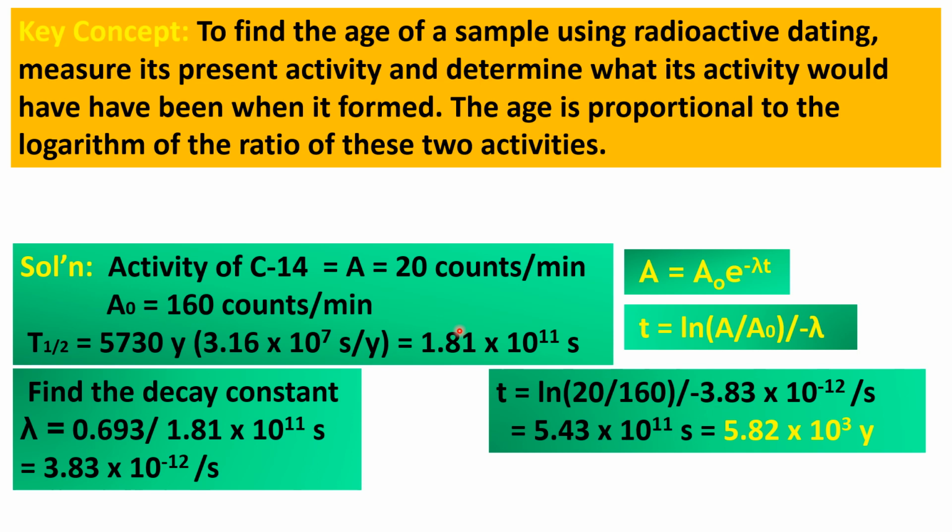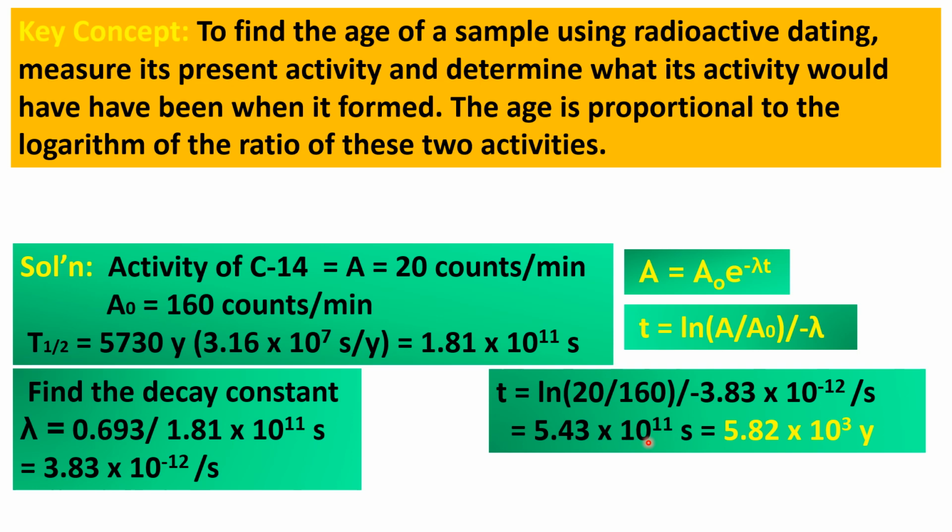So, using this formula, the natural log of 20 over 160, using your calculator, and then divide it by the negative lambda, or negative 3.83 raised to the negative 12 per second, that was earlier calculated here, we will arrive at this value, 5.43 raised to the 11 seconds.